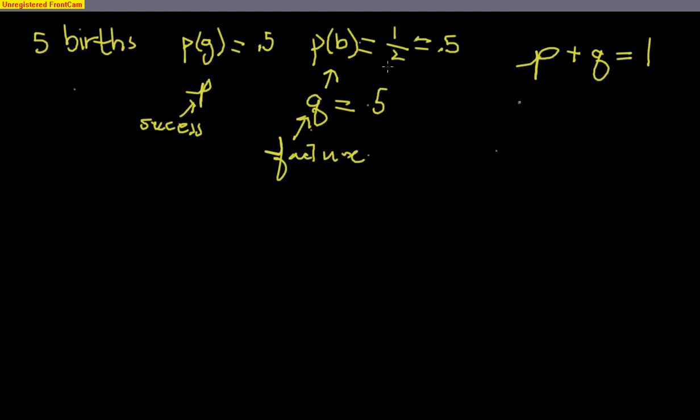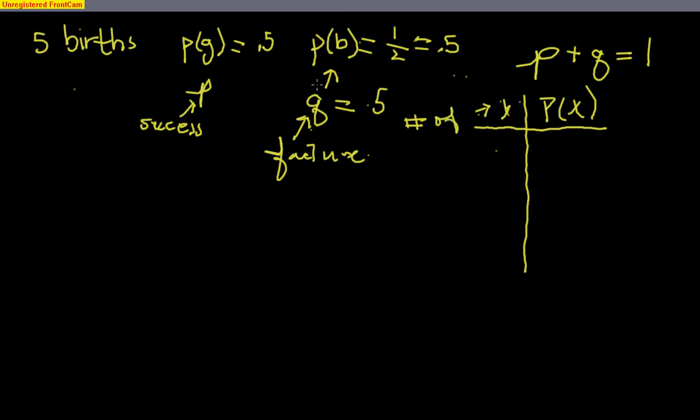Then we took it to the next step and we created a binomial distribution, or probability distribution, I should call it. In this case, x is our discrete random variable. That's just a fancy way of saying x is our number of successes. For this particular problem, it means the number of girls in those 5 births.